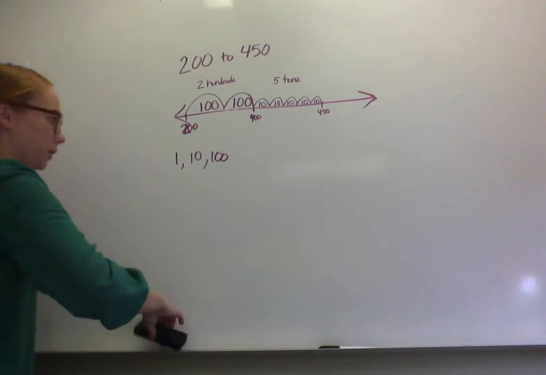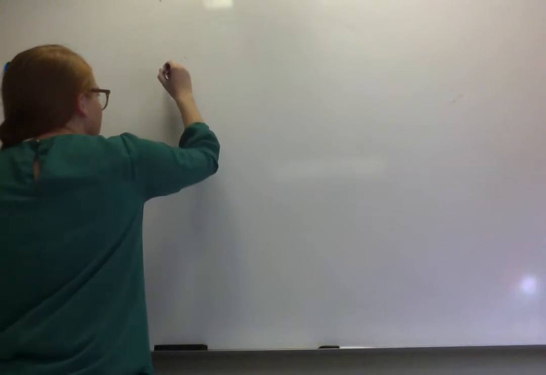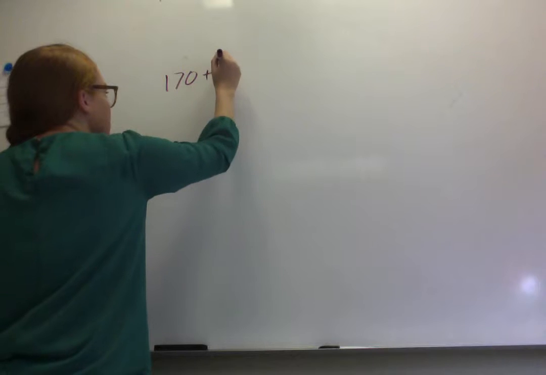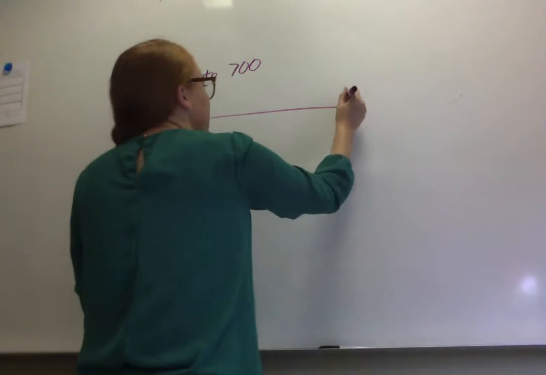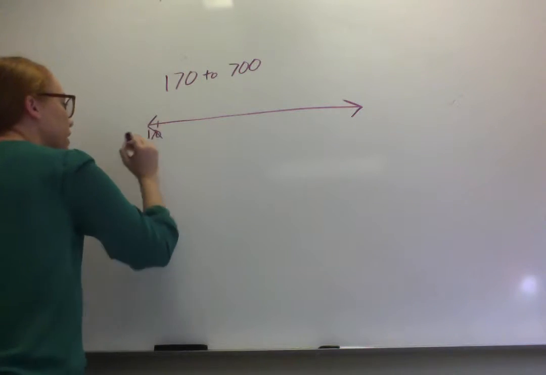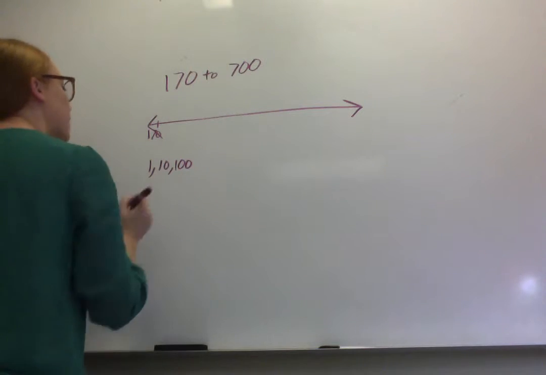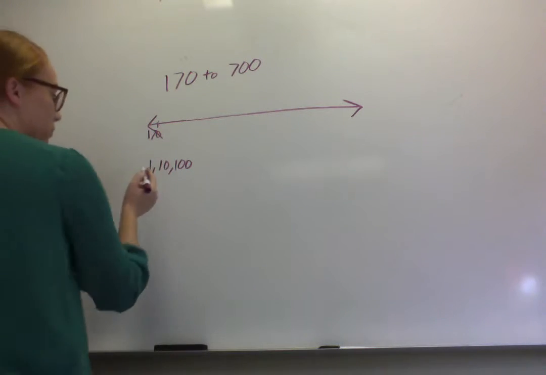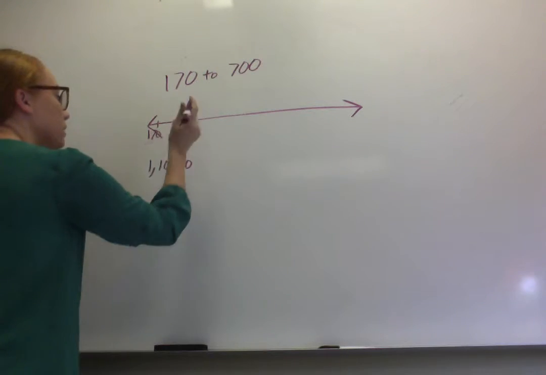All right, now I'm going to show you another one. Let's say it asks the student to count from 170 to 700. The student would set up their number line. They would start at 170, and they would think, ones, tens, or hundreds. Now, the best option would be to count by tens from here because we can't count by hundreds because I got that 7 in my tens place.